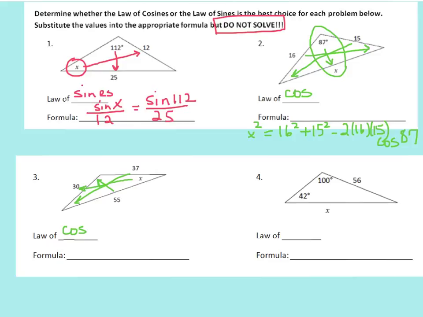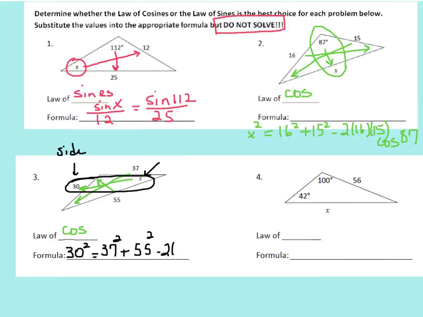Then I'm going to look at the partnership that I have here. There's my variable and there's the side across from it. So in this case, I'm finding the angle and this is the side. So it's always the side squared, 30 squared, is equal to the other two sides, 37 squared plus 55 squared, minus 2 times 37 and 55, and then the cosine of the angle, which in this case we don't know, and we'll call it x. So that's the setup to work out to solve for x.